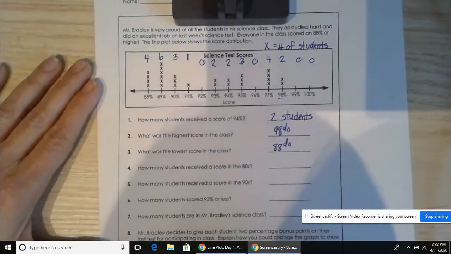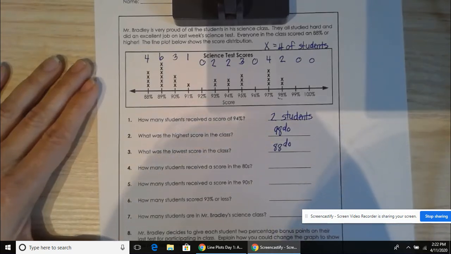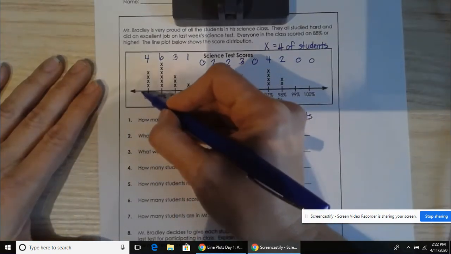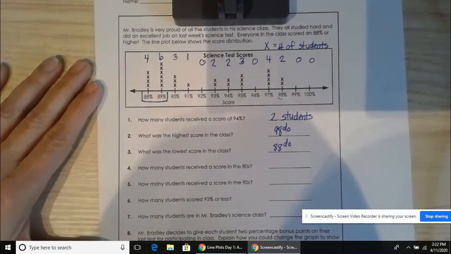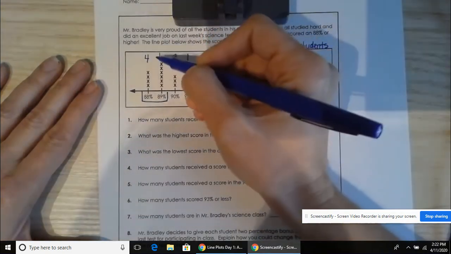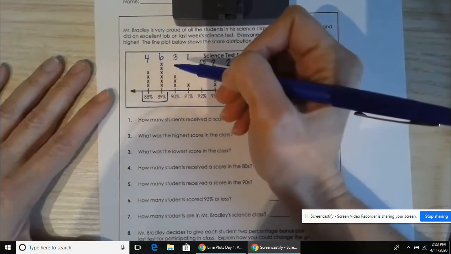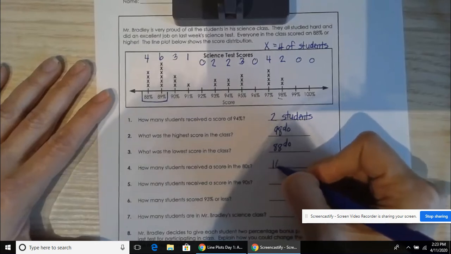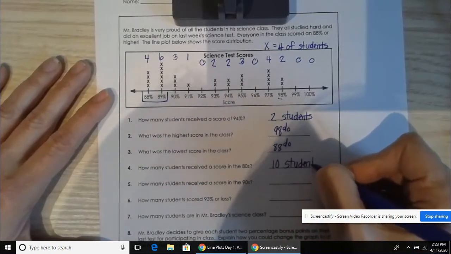88%. How many students received a score in the 80s? Now we're looking at just a certain part of the line plot to see what data we have. The only 2 scores that were in the 80s were 88 and 89%. If we add up the number of students that received those 2 scores, we have a total of 10. 4 plus 6. So this is 10 students.